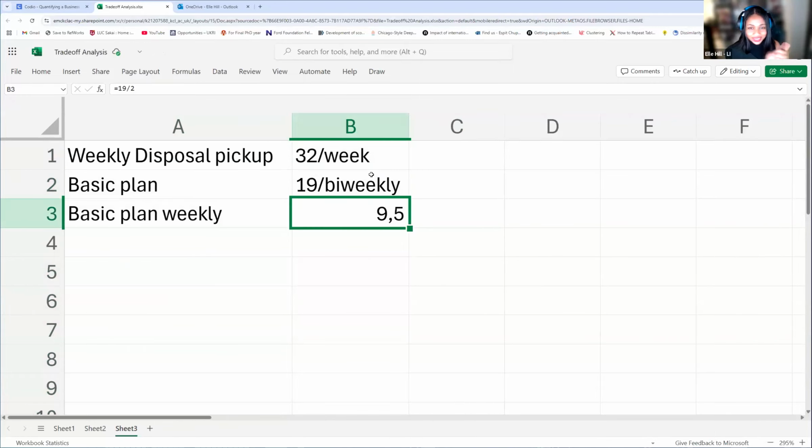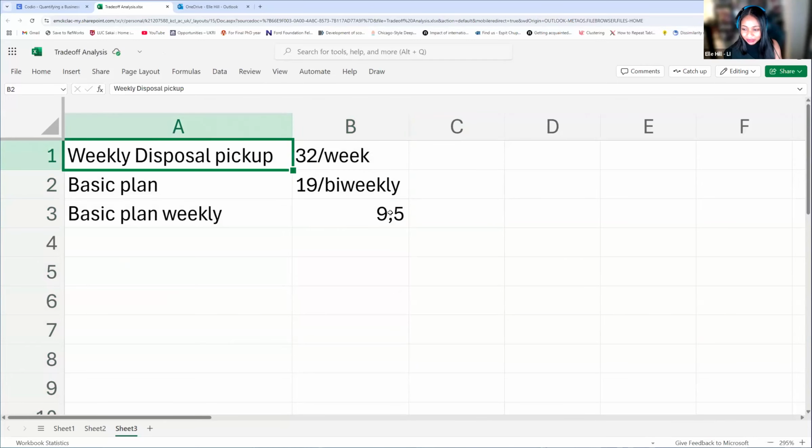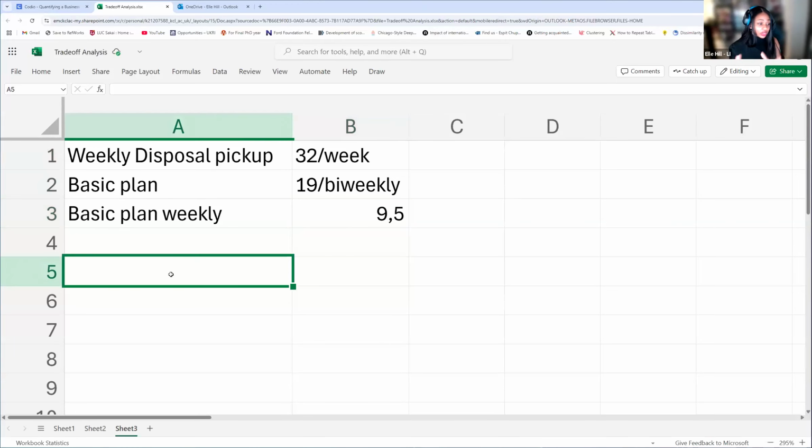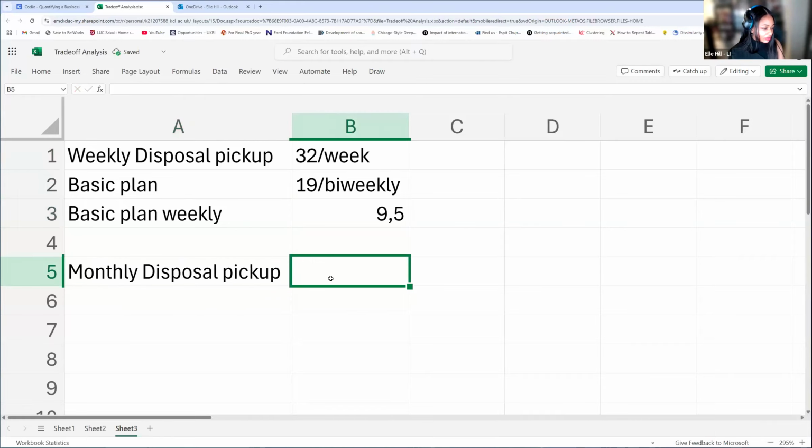So it's this darn bi-weekly. It's confusing everyone, or confusing me mainly. So we have this $9.50 every week. This is our new plan. So again, we're going to scale this up. So instead of me doing this, I'm going to have you do this for me. So now, what is my monthly disposal going to be for pickup? My normal monthly plan, what is this going to be? Normally, it's $32 a week. What will this be? Yes, exactly. 32 times 4.